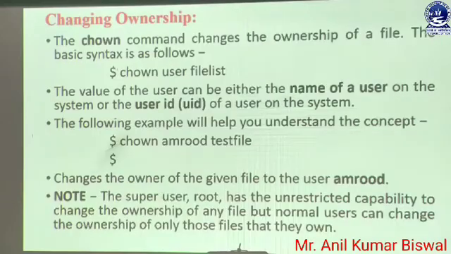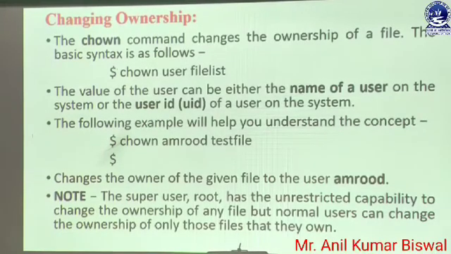Next we are going to learn the different processes through which we can change our ownership, and how to really implement it in our Unix system. Here we know that the chown command changes the ownership of a file. If a user wants to change the ownership of a file to another owner, we can take the help of the chown command, which we learned in the previous slide. The basic syntax is: we put the $ sign, which acts as the Unix prompt, then type the command chown, which changes the ownership, then the user, and then the file list. The value of the user can be either the name of a user on the system or the user ID of a user on the system. The following example will help you understand the concept.